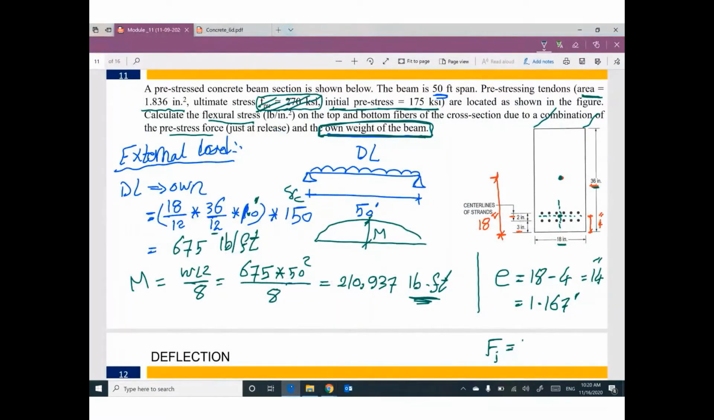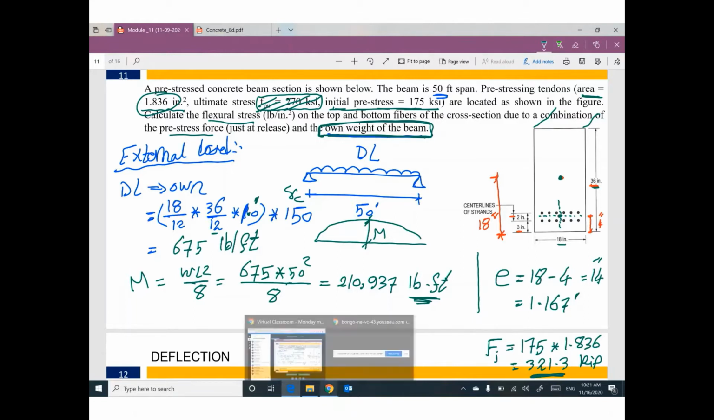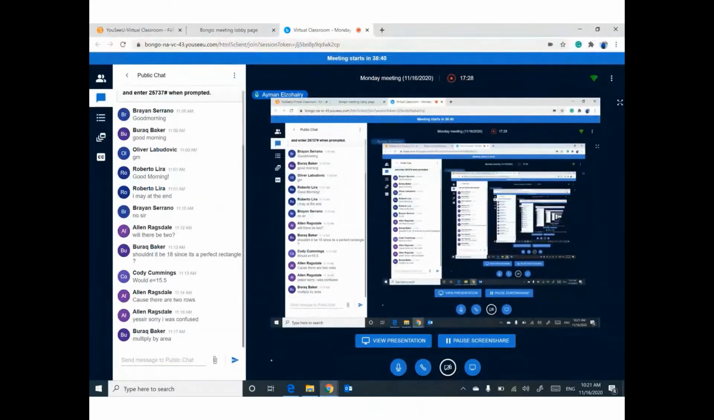So this stress 175, the initial pre-stress time, the area for the whole tendons, which is given 1.836. This pre-stress force equal 321.3 kip. Yes, thank you, Brock.